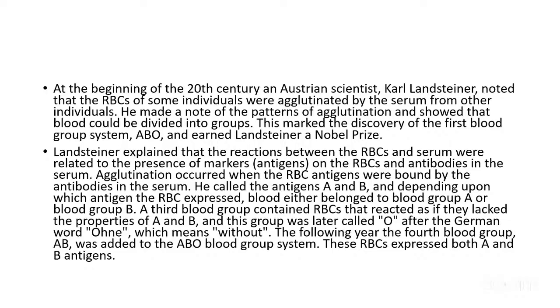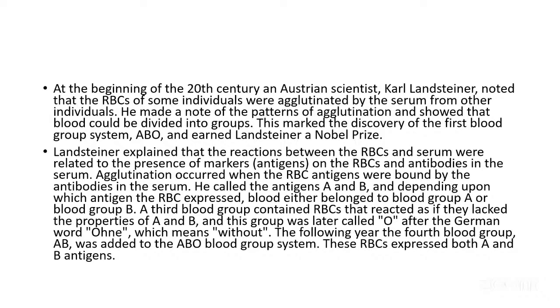Landsteiner explained that the reactions between the RBCs and the serum were related to the presence of markers, antigens, on the RBCs and antibodies in the serum. Agglutination occurred when the RBC antigens were bound by the antibodies in the serum. He called the antigens A and B, and depending upon which antigen the RBC expressed, blood belonged either to blood group A or blood group B. A third blood group contained RBCs that reacted as if they lacked the properties of A and B, and this group was later called O, after the German word ohne, which means without.